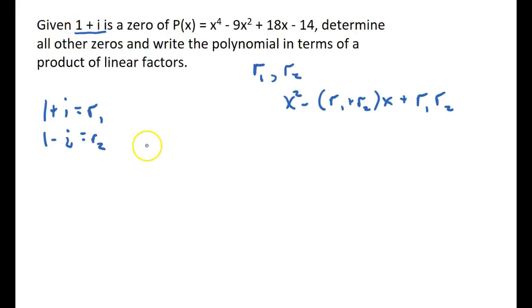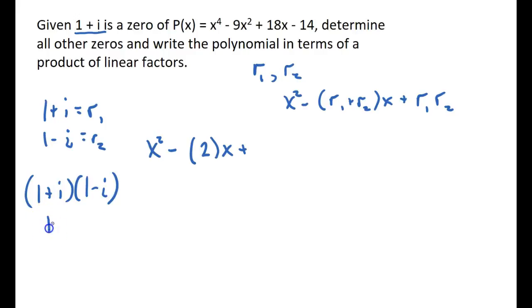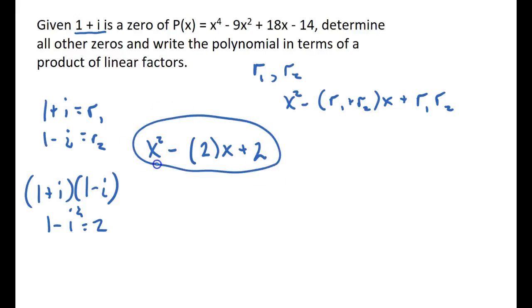So I'm going to have x squared minus the sum of these. The i's cancel and I get 2, plus the product. That's going to be (1 plus i)(1 minus i), which is 1 squared minus i squared, which is 1 minus negative 1, which is 2. So this quadratic is a factor of this polynomial.